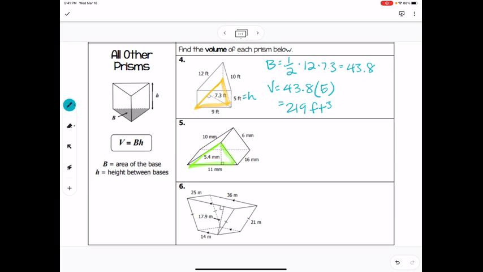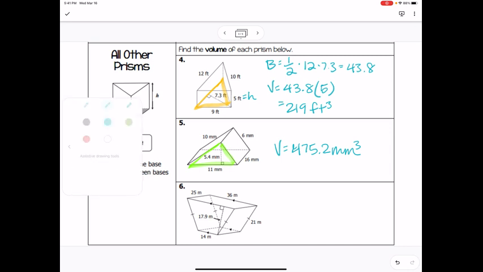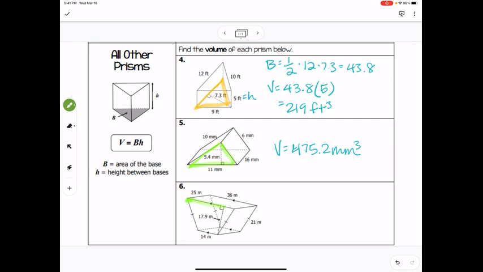All right, to check our work on that one, we should have gotten that the volume is 4750.2 millimeters cubed. Okay, let's look at our trapezoidal prism. So the face on my trapezoidal prism is the trapezoid here.